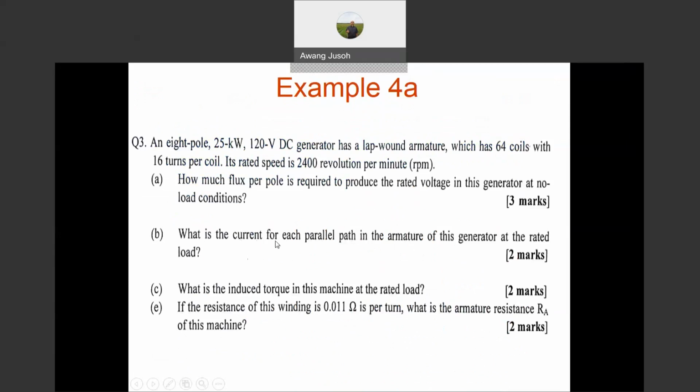They asked us to find the current in each parallel path. So we found all that already. What is the number C? What is the induced torque in this machine at rated load? They asked us to find torque now.